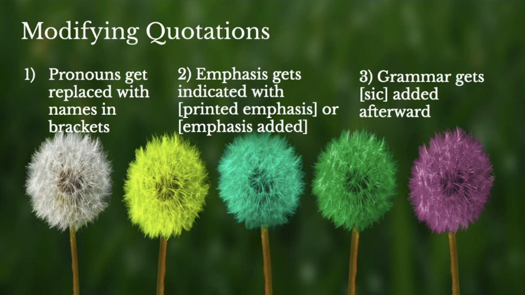There's three basic reasons to modify a quotation. First, if there are pronouns in the quotation which don't make sense, you'll replace them with the actual names in brackets. If you need to emphasize something different, the emphasis gets indicated with either the words "printed emphasis," if the emphasis was printed in the original text, or "emphasis added," if you are the one adding the emphasis. The third reason is sometimes people don't speak with the best grammar. And if they don't, then you have to add the word sic, S-I-C, in brackets afterwards to indicate that that bad grammar is not your fault.